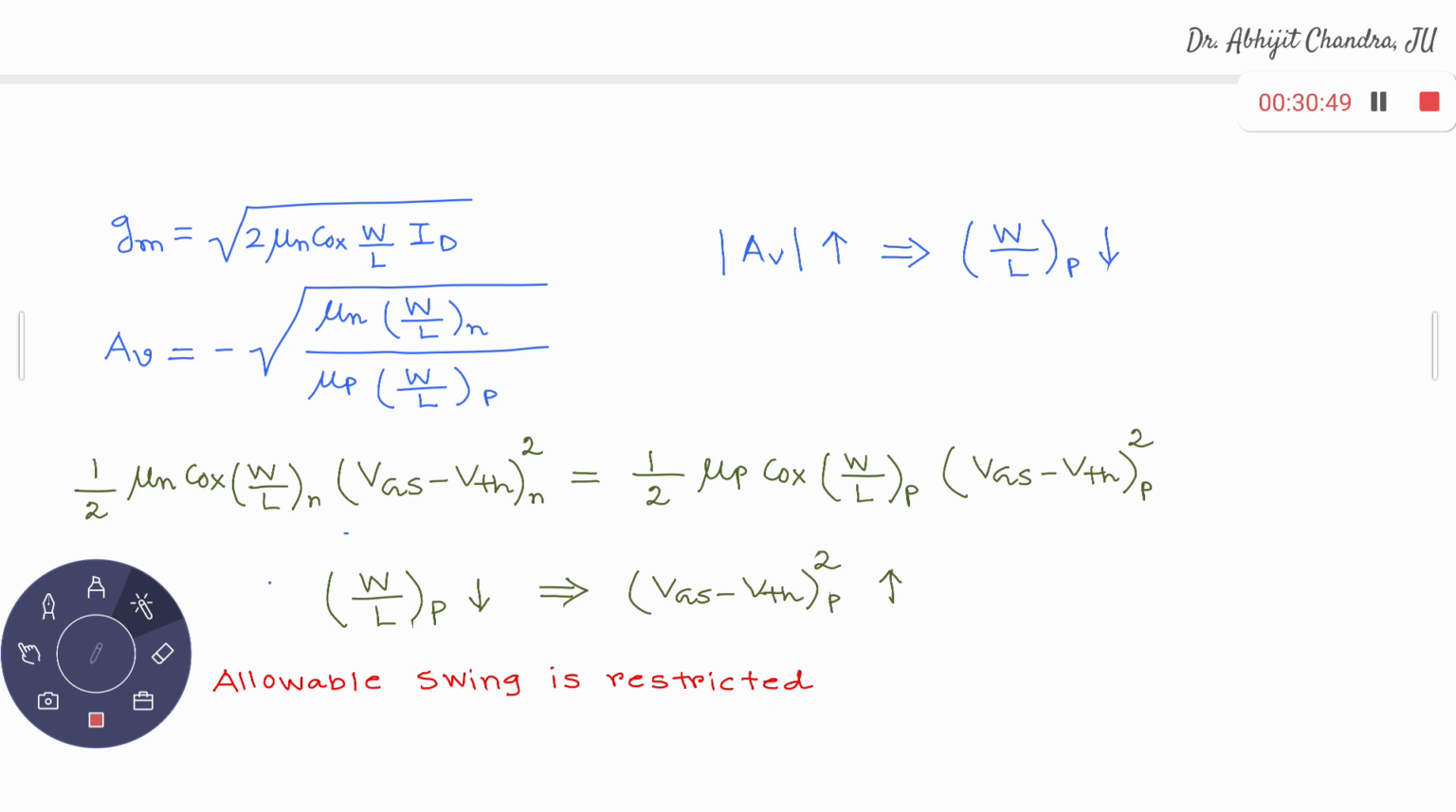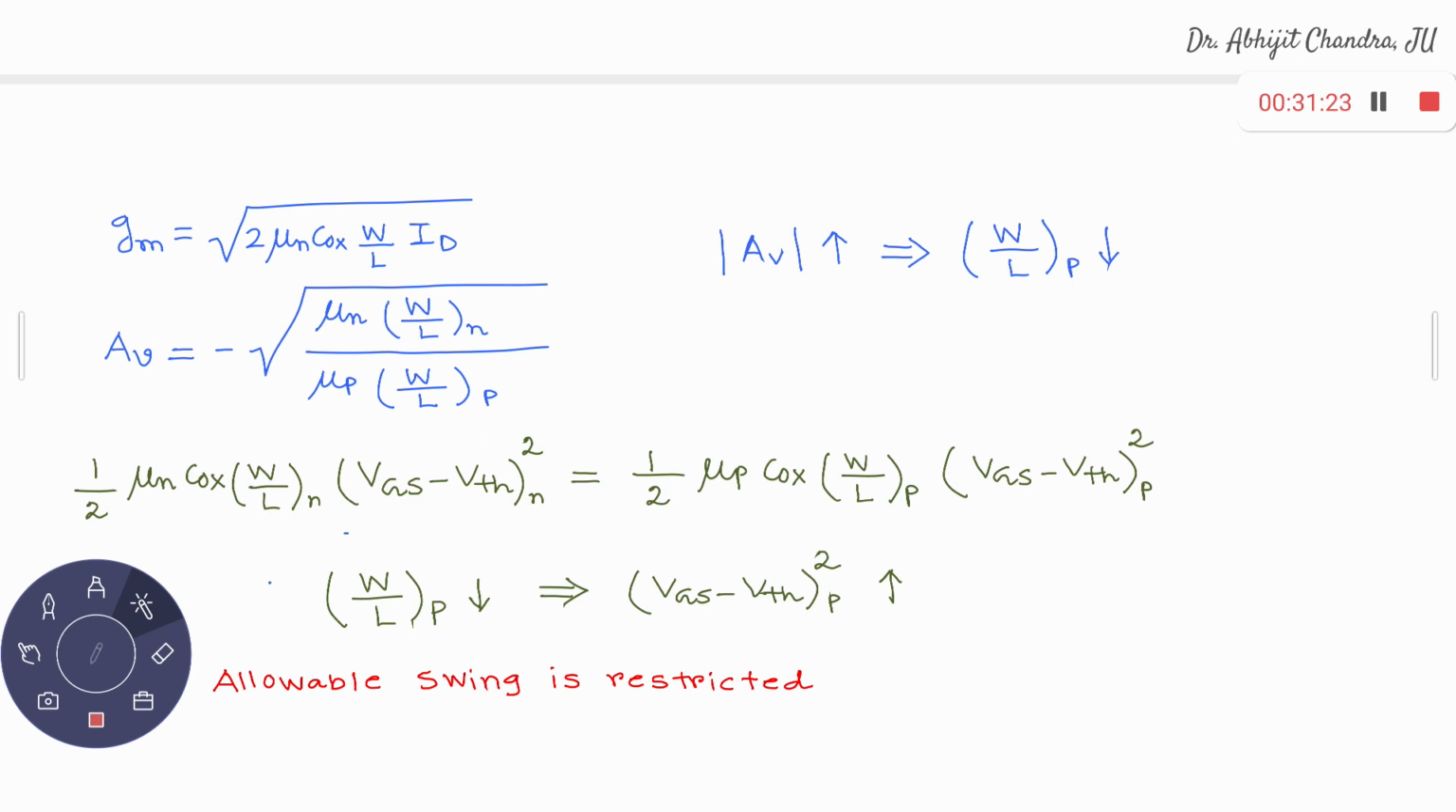Started with a simple differential amplifier with a resistive load. You know that the gain is minus gm1 RD. Now, in order to make the gain stable, you have to use some diode-connected load so that the expression is minus gm1 upon gm2. That's stable, but it's not that large a gain. In order to increase the gain, what do you need to do? You have to reduce W by Lp, for which you have to increase this overdrive voltage of the PMOS, and that will restrict the available swing.